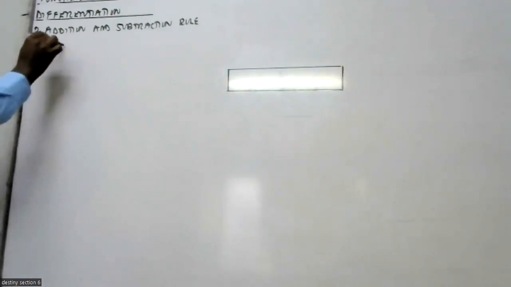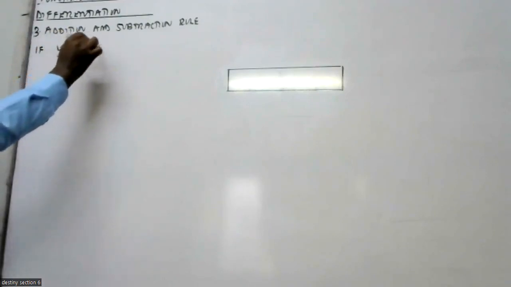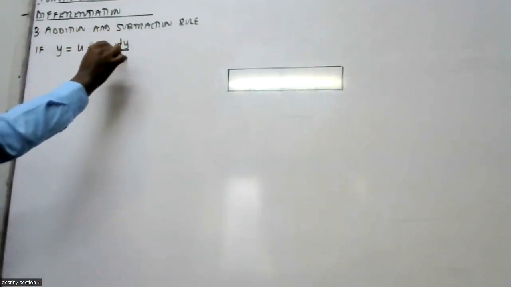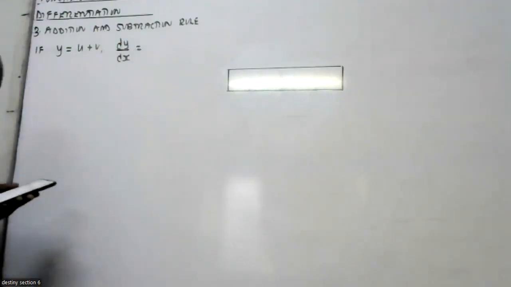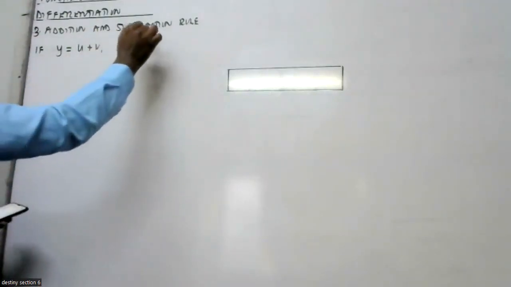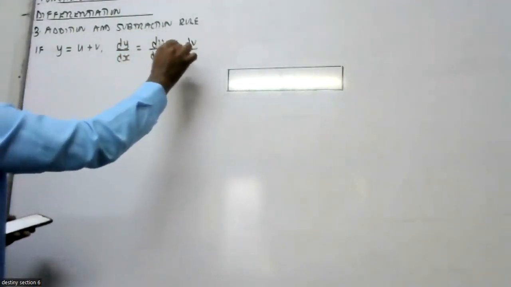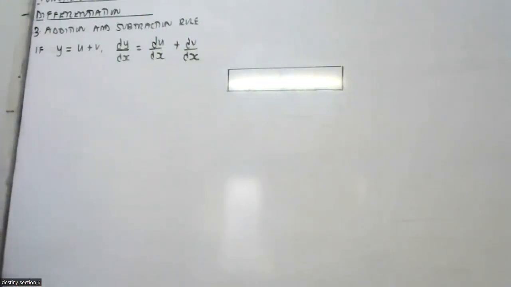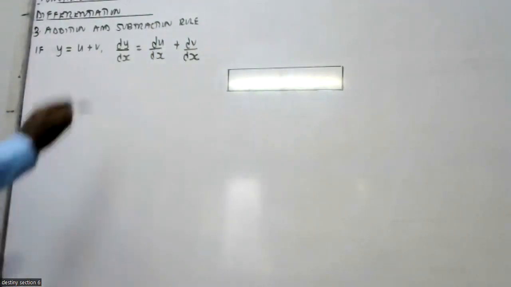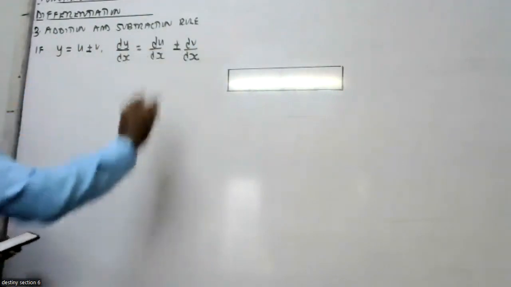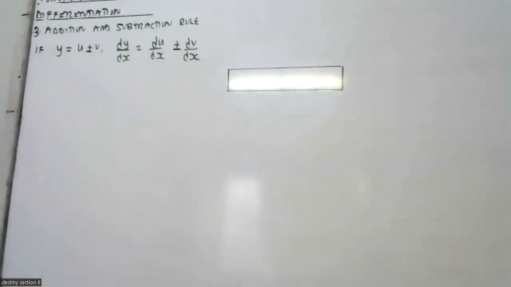This one is usually stated that if y equals u plus v, then dy/dx is equal to du/dx plus dv/dx. Actually, we can put plus or minus here, because we are combining plus and minus. This one is very simple.